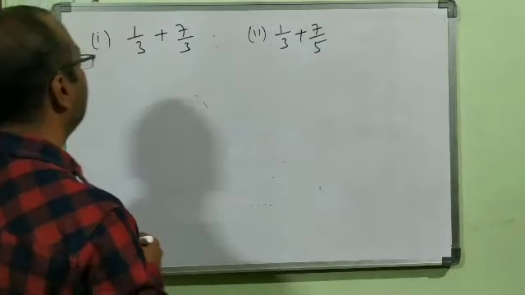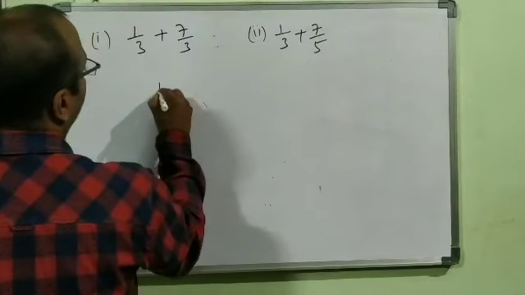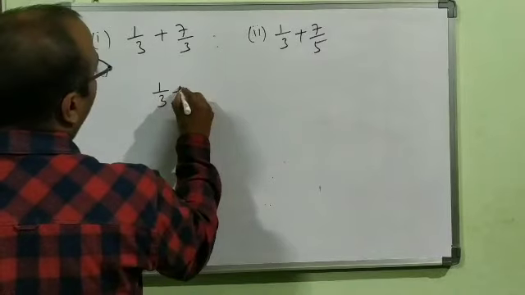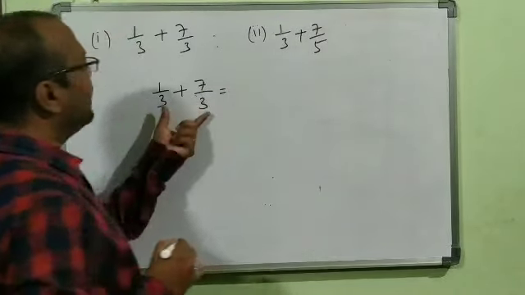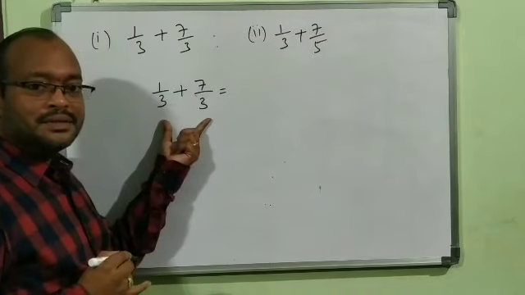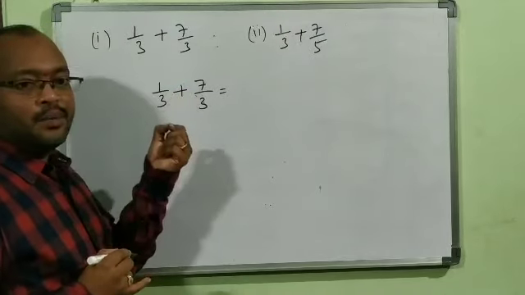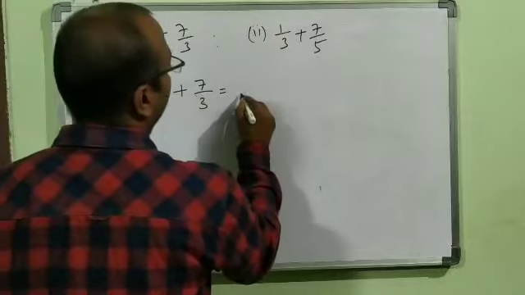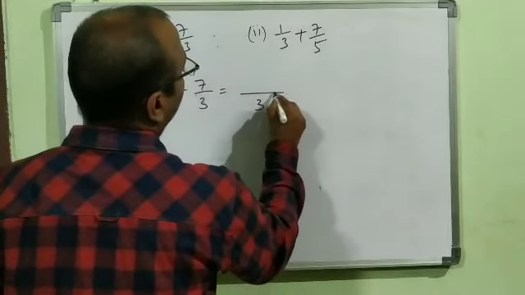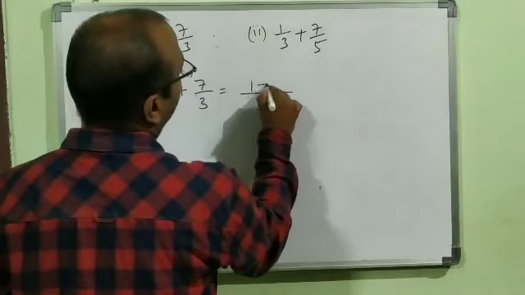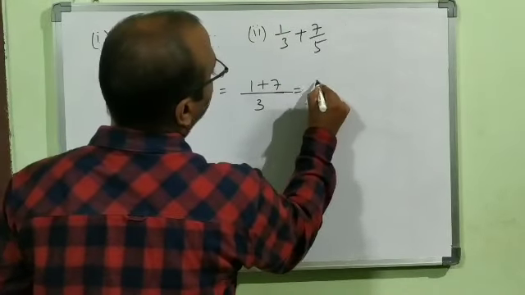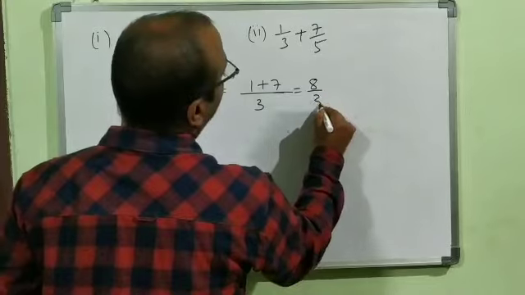Look at here. If you take the first problem, 1 by 3 plus 7 by 3. Whenever the denominator contains the same terms, only by adding the numerators we can get the answer. Like this, 3 will be the LCM for both 3, 3. 1 plus 7, the answer will be 8 by 3.